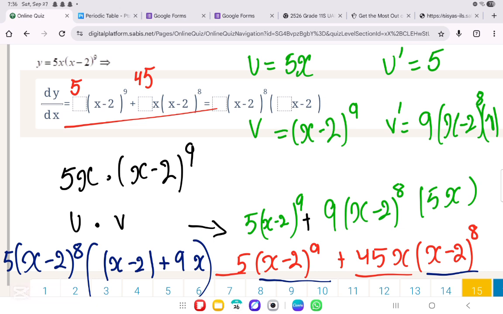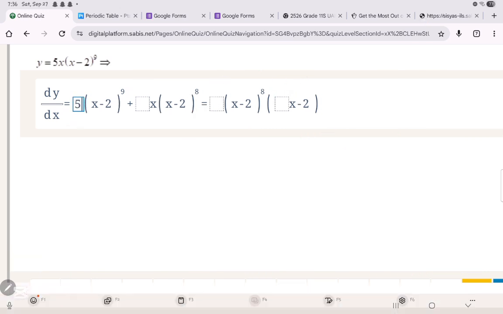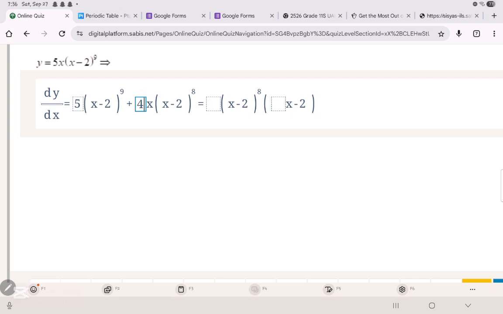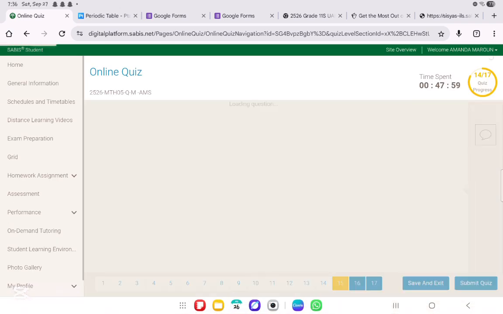Now to simplify this, you will get 10x minus 2. So very simply, what's our value over here? Our value over here is 5, and our value over here is 10. So it's going to be 5 over here, 45 over here, 5 over here, and 10 over here.